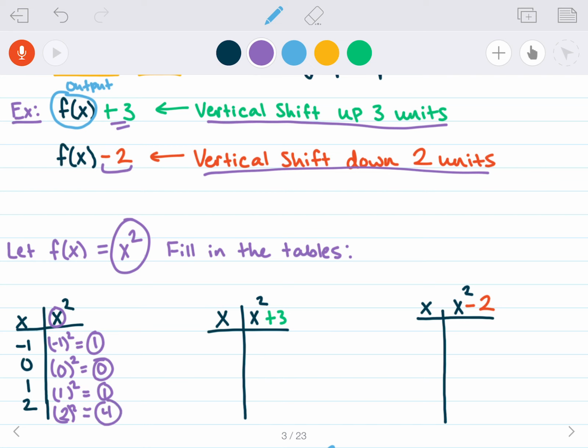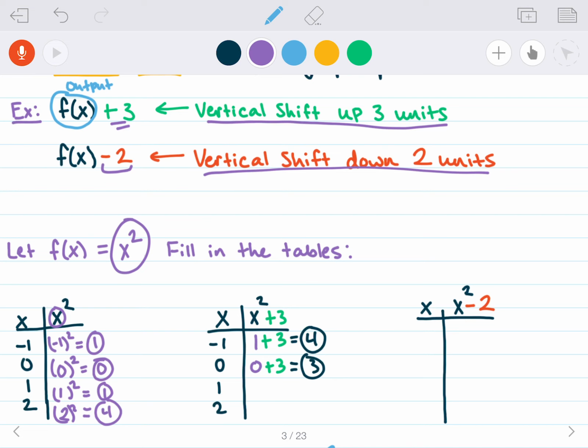And what the vertical shift tells us is, hey, all of the inputs are going to stay the same. I'm literally just moving the height of the function. So all of my x values from the previous table are going to carry over. But this time, I'm going to add 3 to my output. So originally my output was 1 in the parent function. This time I'm adding 3 to it to get 4 as my new output. My original output for 0 was also 0. I want to add 3 to it to get my new output of 3.